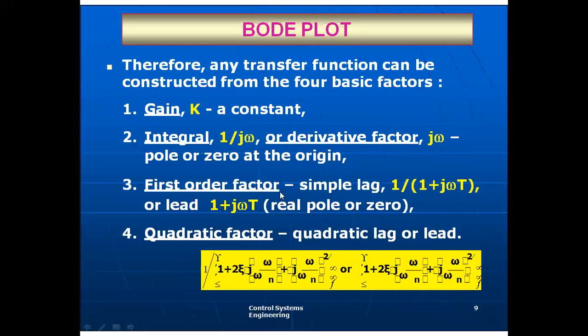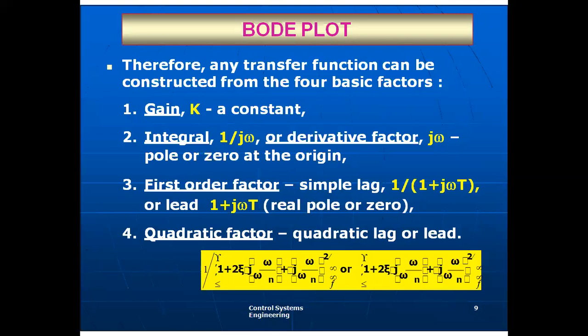Third is the first order factor. In the first order factor, the poles will be like 1 divided by 1 plus j omega T, and in the numerator, the zero term, 1 plus j omega T, and the quadratic factor, which is a second order expression.